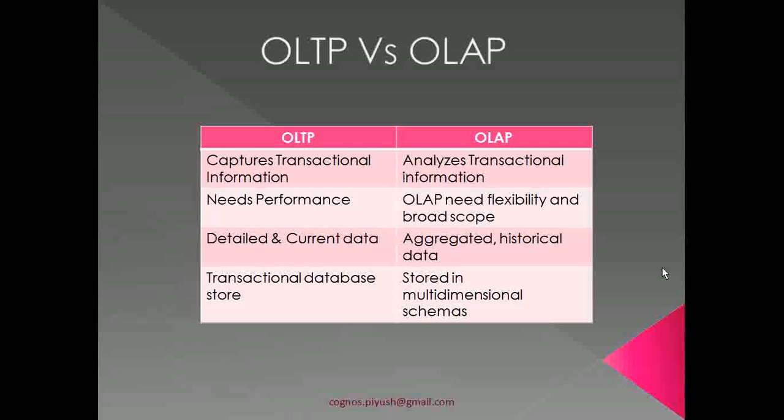OLTP needs performance. Why? Because it requires high processing of data, whereas OLAP needs flexibility and broad scope, as complex queries may take time. Sometimes it may take hours as well. Detailed and correct data is to be there in the OLTP. Why detailed? Because there is a lot of data coming into the online transaction processing.